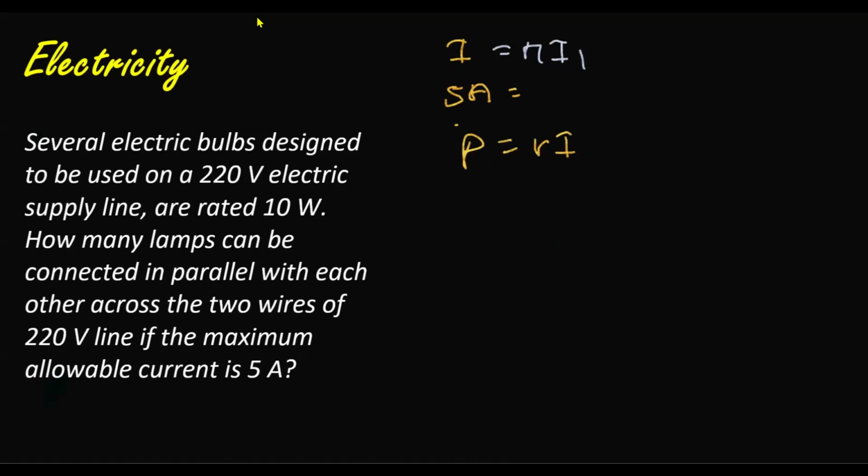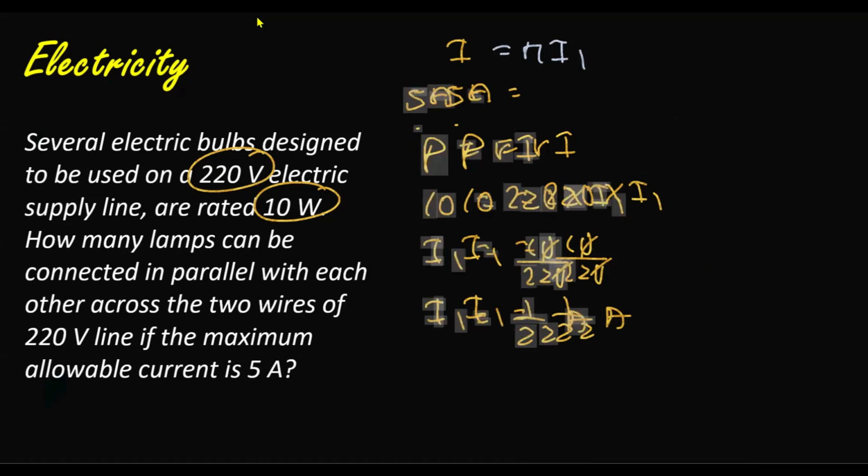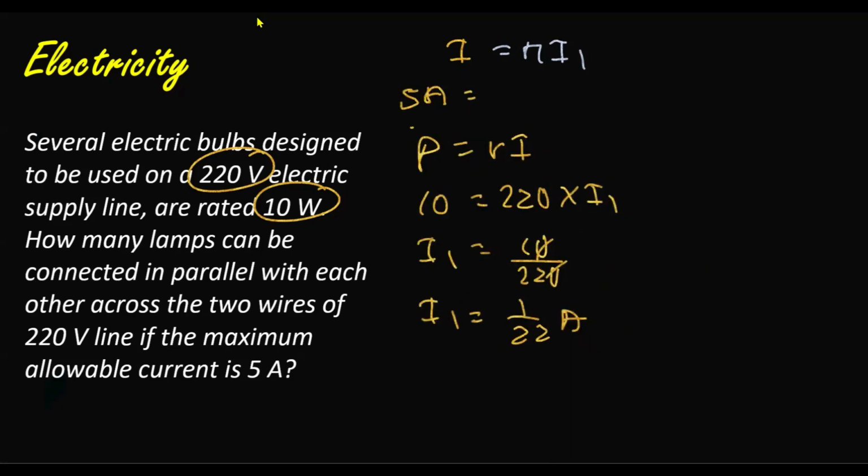So we are looking for the power, which is 10 watt, equal to V, which is 220, into I. We'll take this as I1. So I1 comes out to be what? 10 divided by 220. On reducing, we get I1 as 1 over 22 ampere. So this is the current for each bulb, right? The current used by each bulb.